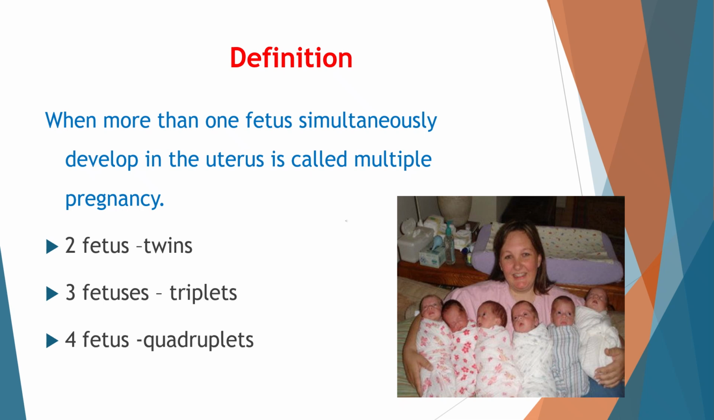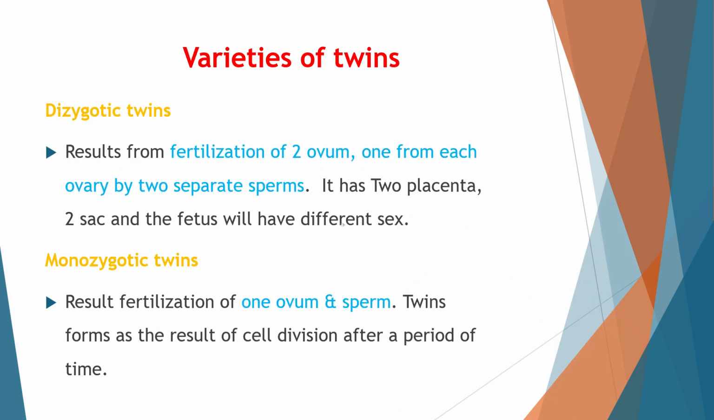Let's talk about the varieties of twins. Twins are mainly classified into 2 types, dizygotic and monozygotic twins. Dizygotic twins, also known as fraternal twins, occur when 2 separate ova are released from the ovaries, and each ovum is fertilized by a different sperm. In this case, each fetus usually has its own placenta and amniotic sac, and the babies may be of the same sex or different sexes, just like any other siblings.